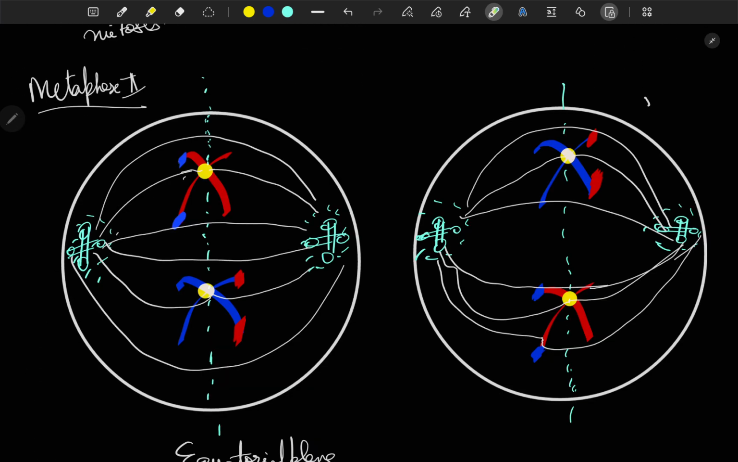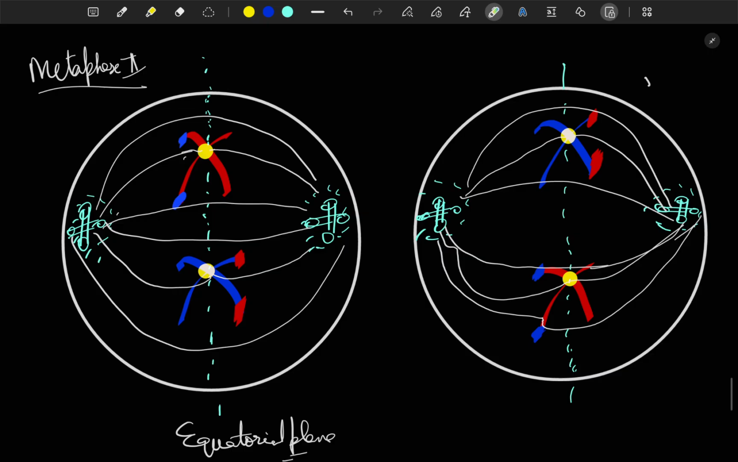Now, again, metaphase 2. What you can see here is the positioning at the metaphase plate, the chromosomes aligned at the equatorial plane again, but this time they are with recombinants. This time the chromosomes line up individually, not in homologous pairs like in metaphase 1. You can see they're not in pairs right now. Earlier it was like this.